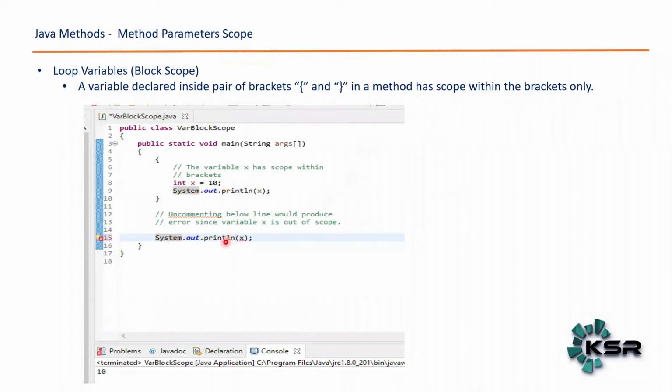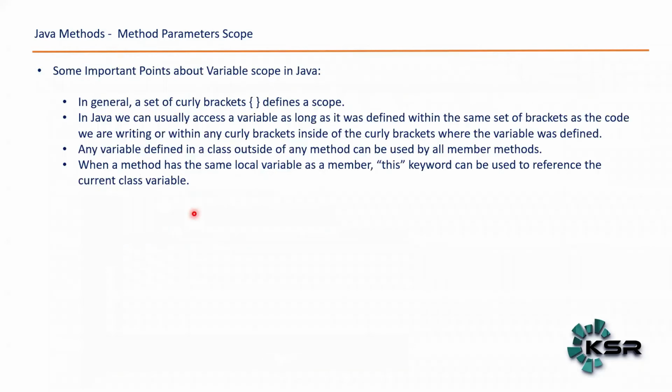So try to do it. Maybe this code will not compile because you are trying to print it. What you have to do is comment it and then see, and then uncomment it and then see. That way you have to do it. Okay, so what are the important points? You have to use the curly brace.